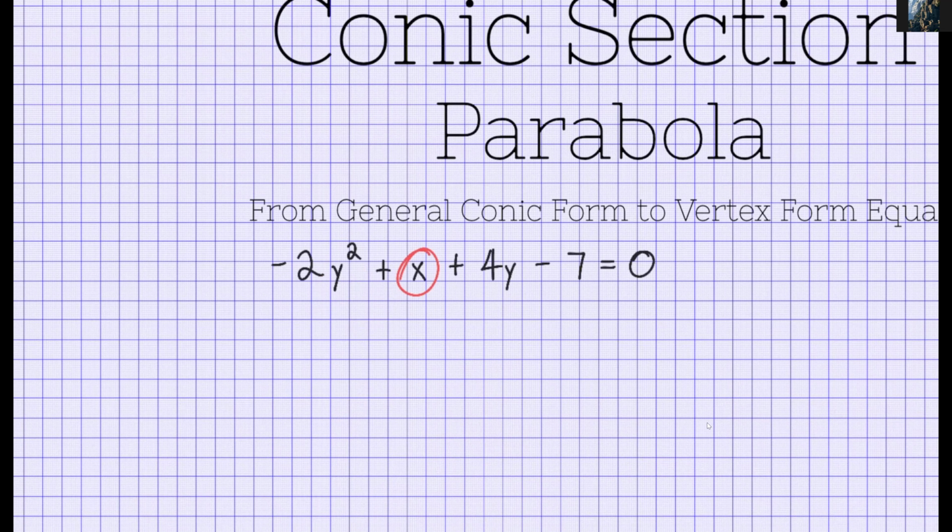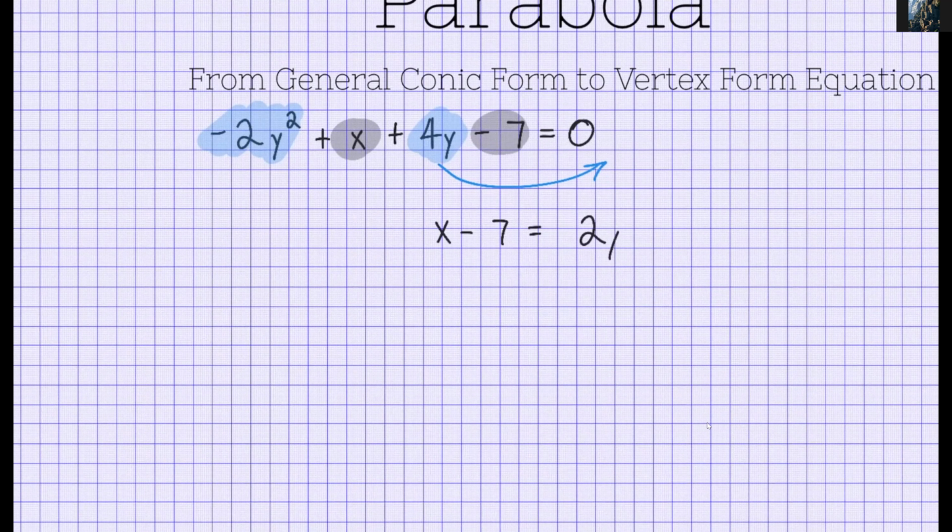So in this case, we're going to isolate all the terms that have the y variable, and we're going to move them onto the other side of the equation. The x and, in this case, a negative 7, we're going to leave on the left side. So what we have is x minus 7 equals 2y squared minus 4y.